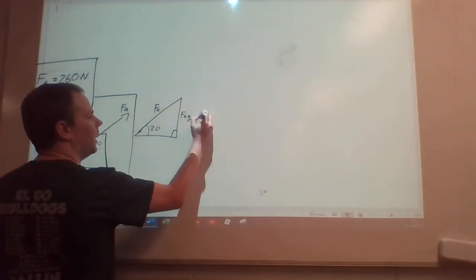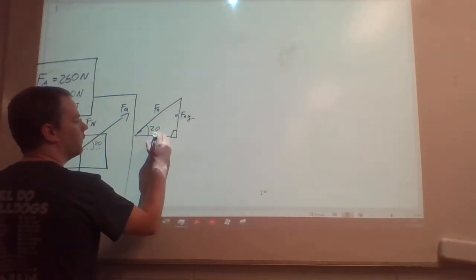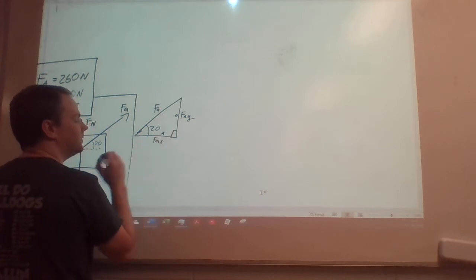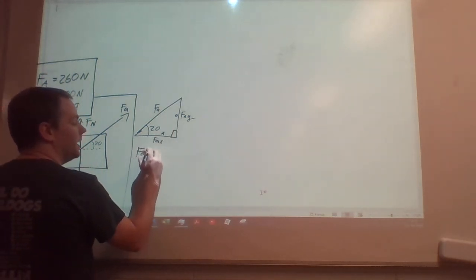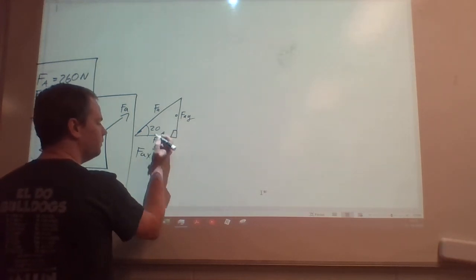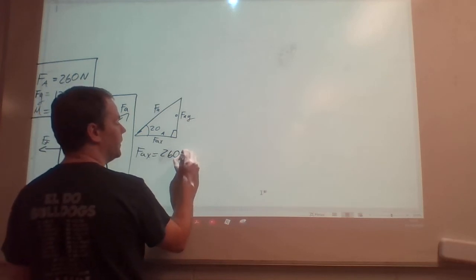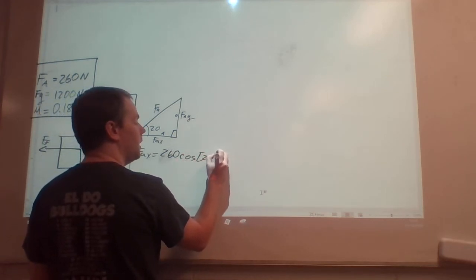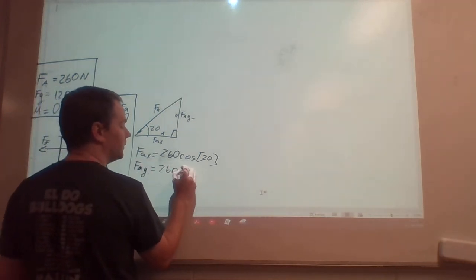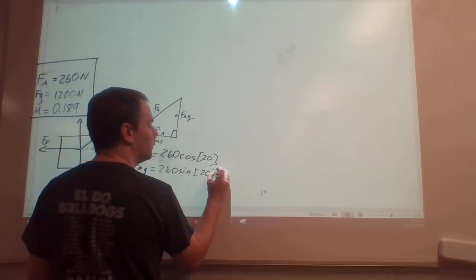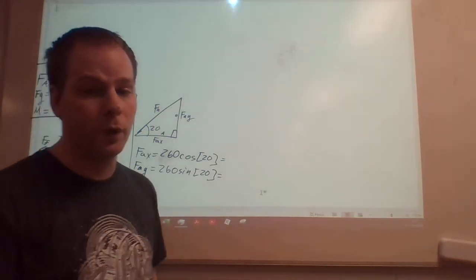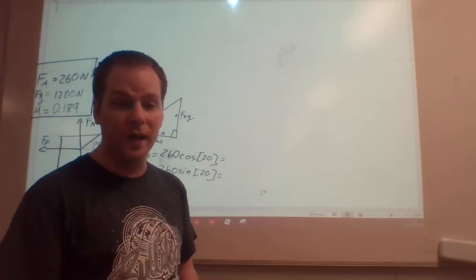So FAY would be opposite. FAX, good lord, would be adjacent. So FAX is equal to 260 times the cosine of 20, and FAY is 260 times the sine of 20, which gives us the same information that we had before. Our components are still the same.